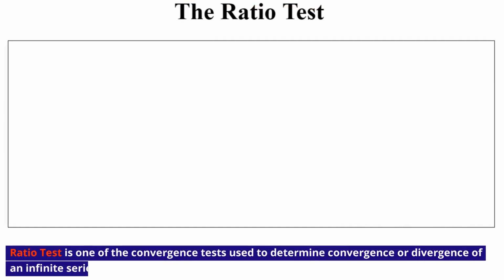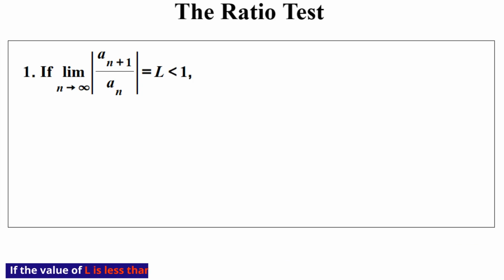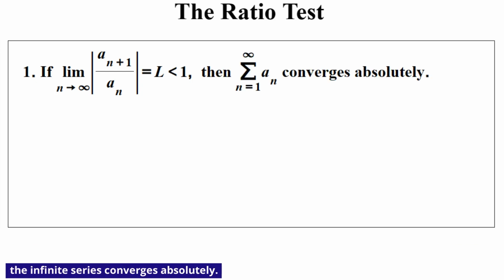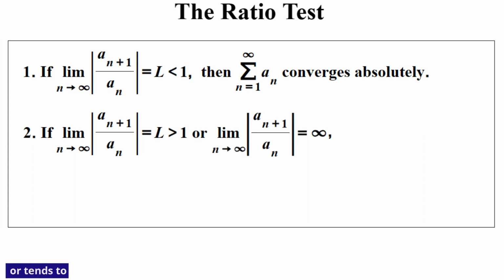Ratio test is one of the convergence tests used to determine convergence or divergence of an infinite series. Let's denote the limit of the absolute value of the ratio between consecutive terms as L. If the value of L is less than 1, the infinite series converges absolutely. If the value of L is greater than 1 or tends to infinity, the series diverges.